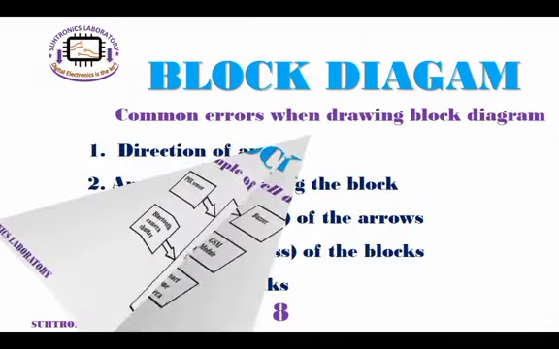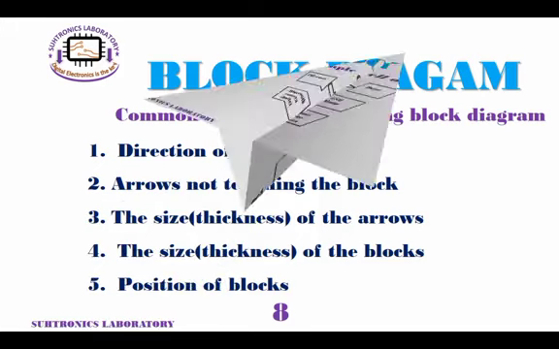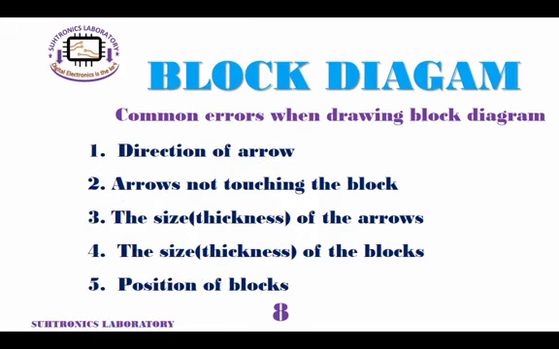Have the direction of arrow not touching, the size and thickness, even the position. So this is an example of a poorly drawn block diagram. The size of the arrows are different and blocks not touching the arrows and the rest. With these few points listed above, we can be able to see some errors when drawing a block diagram in order to make our block diagram come out better.